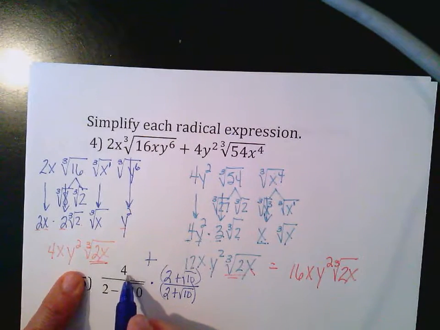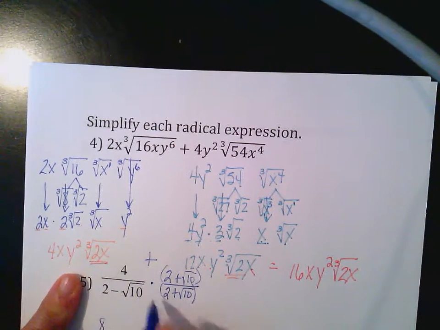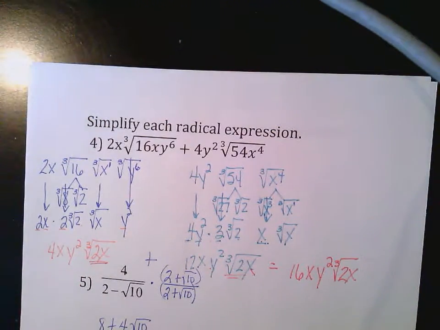On the numerator, I'm going to take the 4 and I'm going to distribute it. 4 times 2 is 8. 4 times the square root of 10. This is not a radical and this is, so I have 4 square roots of 10. I can't really combine those because they're not the same.